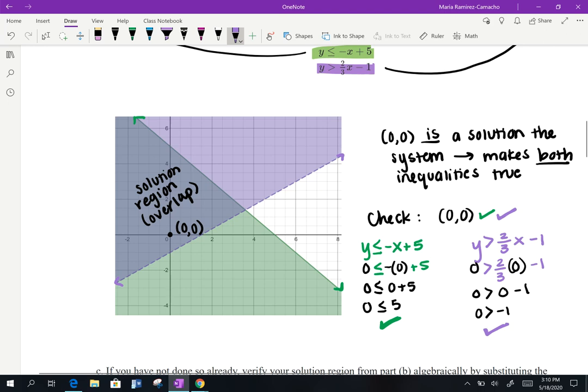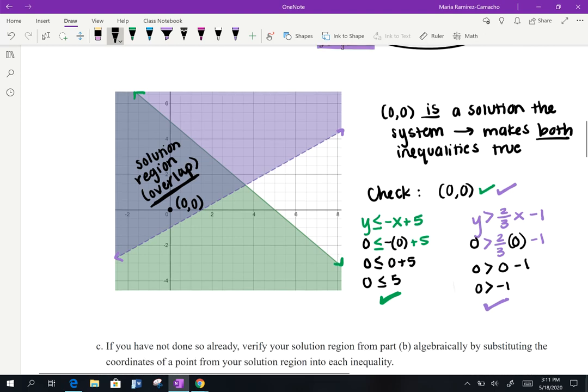If you test a point here where you have only green shaded, it'll work for one inequality, but not for the other. Same is true if you test a point here. It'll work for one inequality, but not the other. If you test a point here, it'll work for neither. Okay, here where you have the overlap is where you will have points that make both inequalities true.